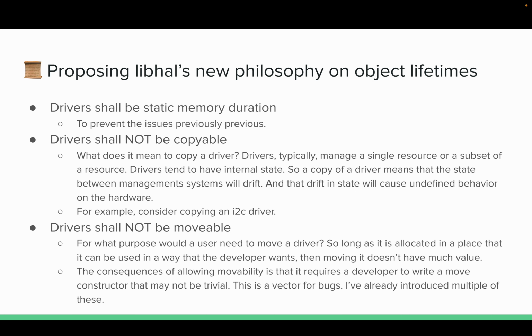But also, I think the worst part is that the consequence of allowing movability is that it requires a developer to write a move constructor. And in general, if it's not the default move constructor, then it's not trivial. And this has been a vector for bugs that I've actually introduced multiple times. I added movability to quite a few of the drivers from the statically allocated drivers that we had before. And in doing so, it resulted in the exception handlers pointing to nothing and then causing a seg fault. You'd try to send a character to the UART and it would immediately just seg fault.